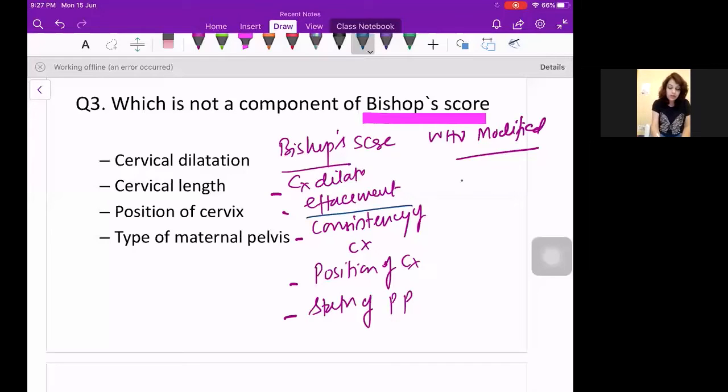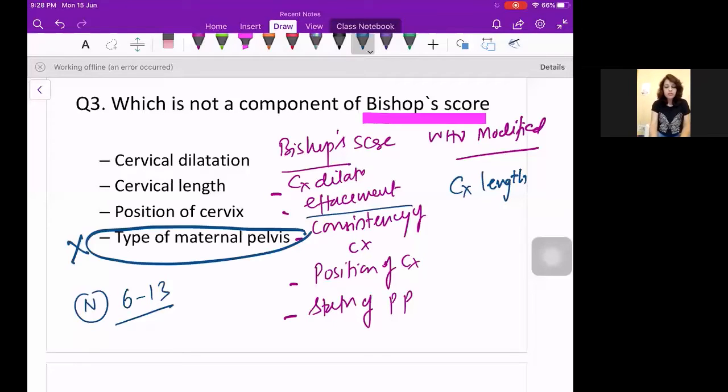Normally there are numbers given to each component, and the normal score is 6 to 13. Depending upon the Bishop's score, we have to decide whether we can allow spontaneous labor to proceed, or we have to do induction of labor or augmentation of labor. So in this question, the type of the maternal pelvis is the answer which you should rule out. Bishop's score includes dilatation of the cervix, cervical length and position, and the rest are station of the presenting part and consistency of the cervix.